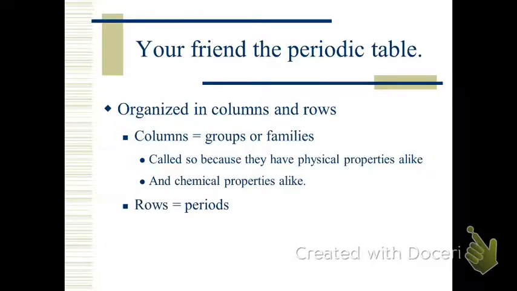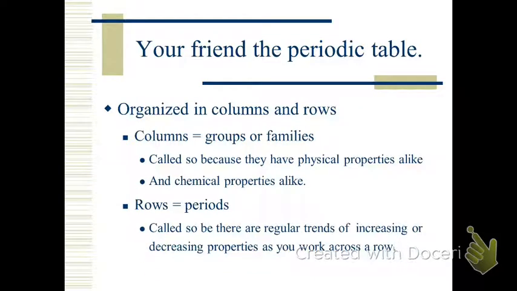And then the rows are called periods. That's where we get our name periodic table from. And the reason that they're called so is because there are regular trends of increasing or decreasing properties as you go across a row. For instance, increasing melting point, increased electronegativity, which we'll study later, but just overall trends when we go across or down in the periodic table.